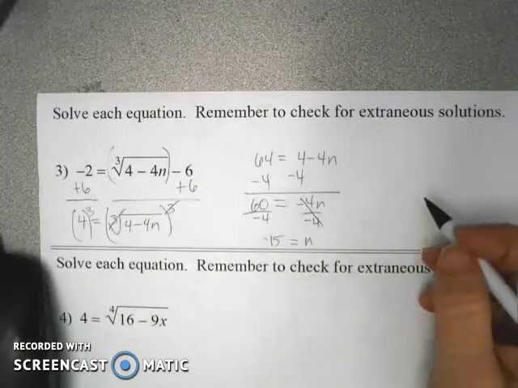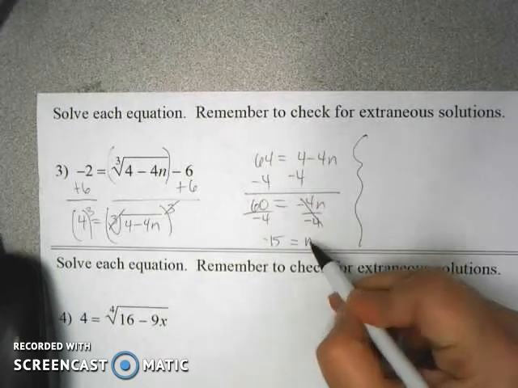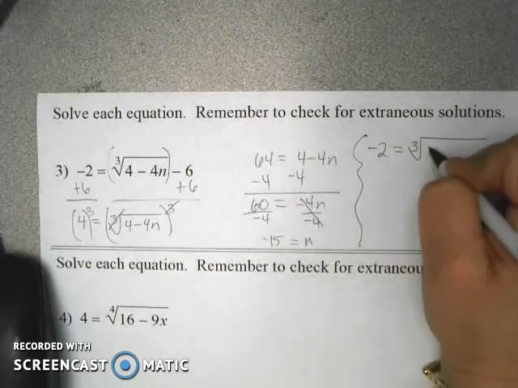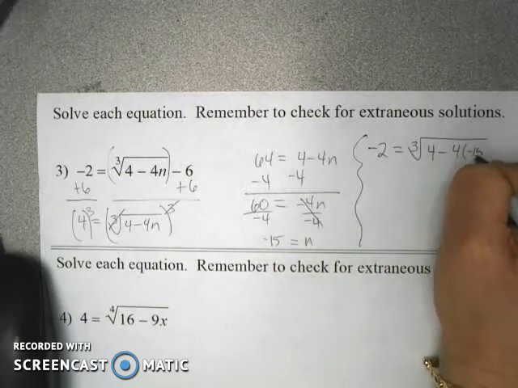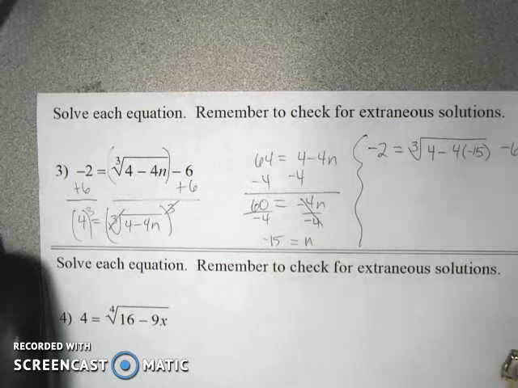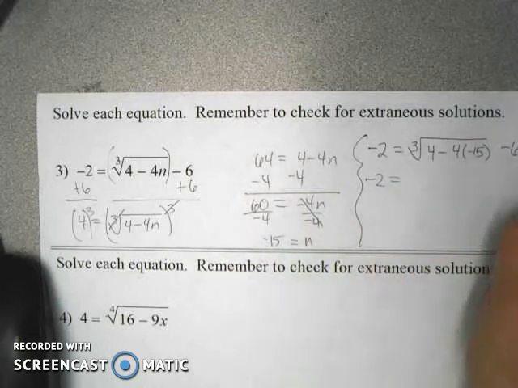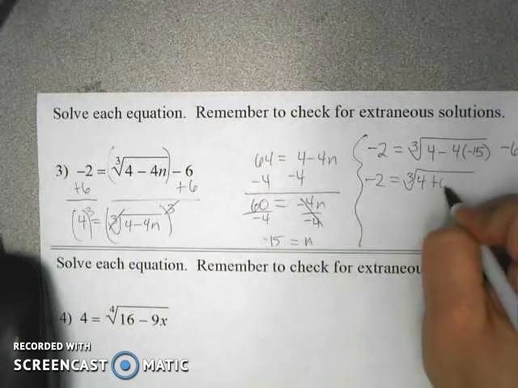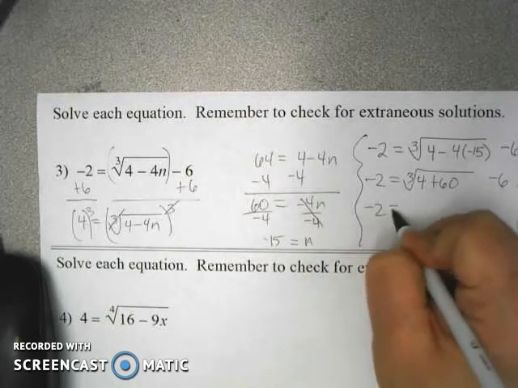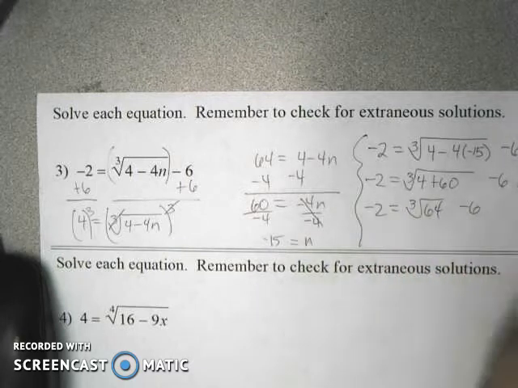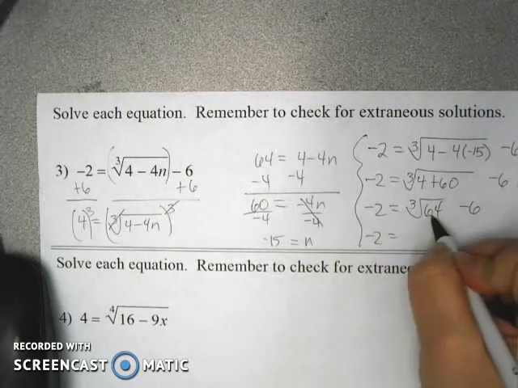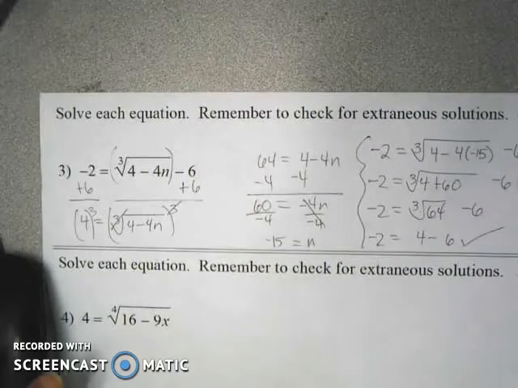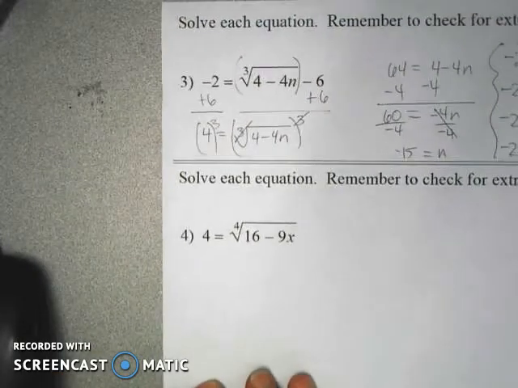Now we want to double check that that actually is a good solution by plugging it back into the original equation. Okay, so we'll work that out just all on the right side. So let's see, we have here a cube root of 4 plus 60, and we have a cube root of 64, and then we're going to subtract 6. That is, cube root of 64 is 4, so 4 minus 6 does equal negative 2, so that checks out just fine.